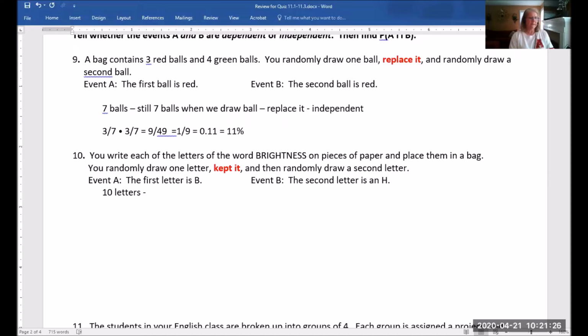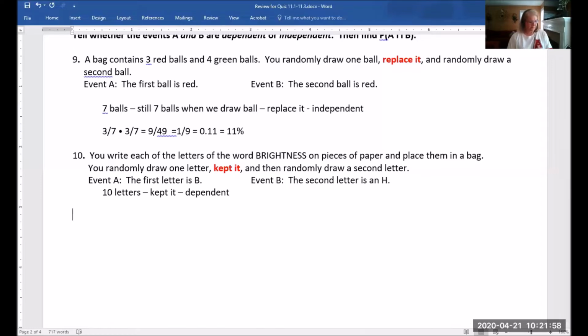So what's going to happen every time I keep a letter out of the bag? What's going to happen the next time I pull a letter? It's going to get smaller. Yeah, it's going to get smaller. So I start out with 10. If I keep one, the next time I pull one, there's only 9, and so on. Are you with me here? So we kept it, so that means this one's going to be dependent. Again, remember, this wasn't the original problem that was on your review, but we're just using this one as an example. All right, so now we're looking for the letter B.